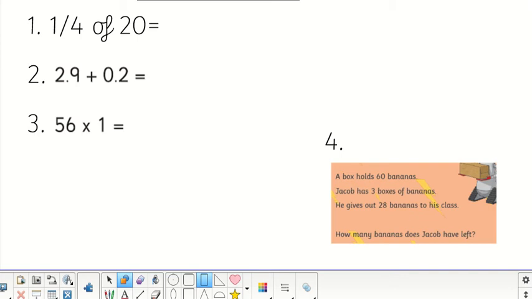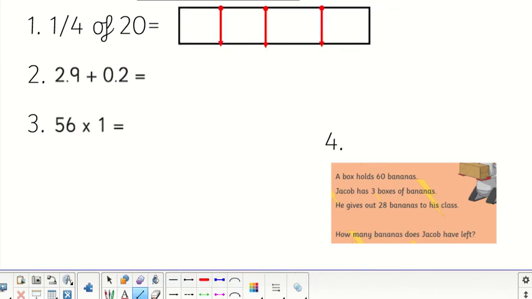So, question number 1, 1/4 of 20. Now, 1/4 means that 20 is being split into 4 parts. So we can draw a bar model to help us with this. And there we go, a bar model split into 4 parts. So we need to figure out how much 1/4 of 20 would be.